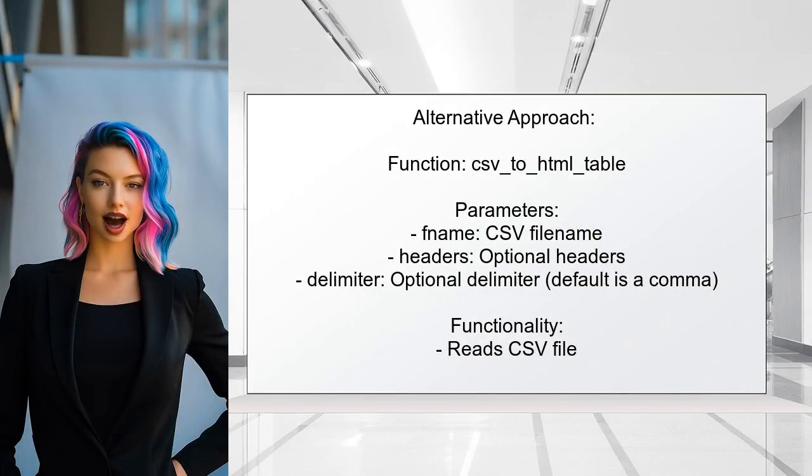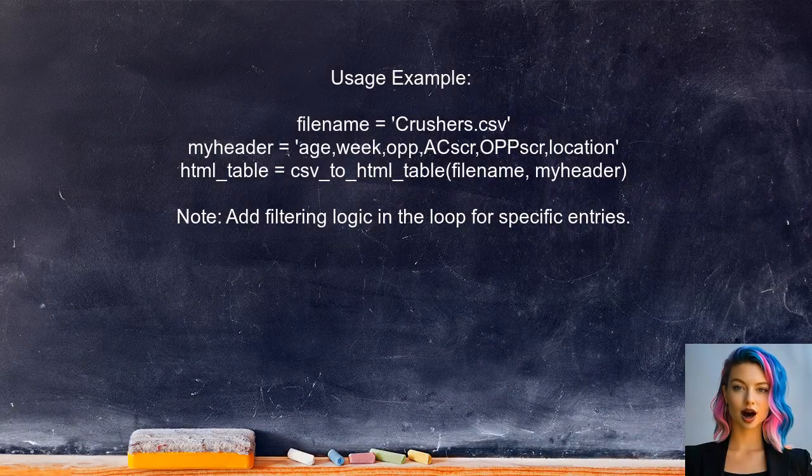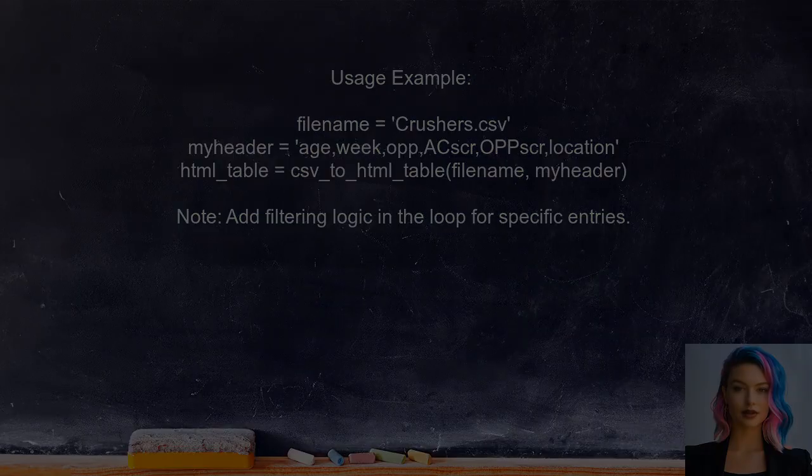An alternative approach to converting a CSV file to an HTML table in Python is provided by another user. They suggest using a function that takes the file name, optional headers, and a delimiter as inputs. This function reads the CSV file, constructs an HTML table, and returns it as a string. If headers are not specified, it assumes the first row of the CSV contains the headers. To use this function, you would call it with your CSV file name and headers. However, note that this method does not filter the entries. It converts the entire CSV file into an HTML table.